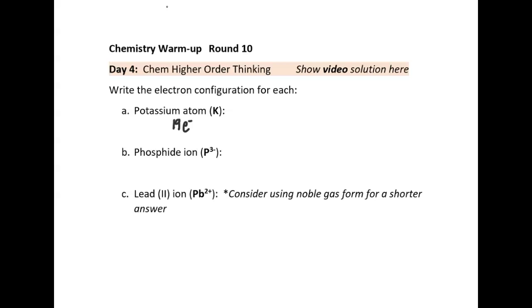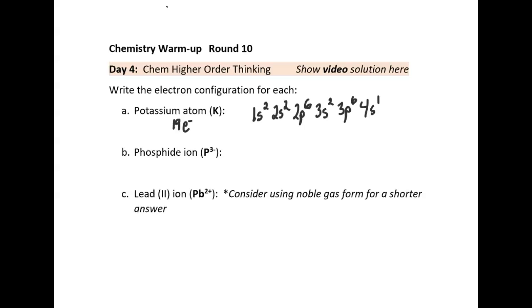Let's follow the Aufbau diagram to fill those electrons into the correct locations. The first sublevel that gets filled is 1s, and it can hold 2 electrons. Then 2s is used. That can hold 2 electrons. Then 2p is used. It can hold 6 electrons. Then 3s, that can hold 2. Next comes 3p, which can hold 6. And next comes 4s. Let's put 1 electron into that level.